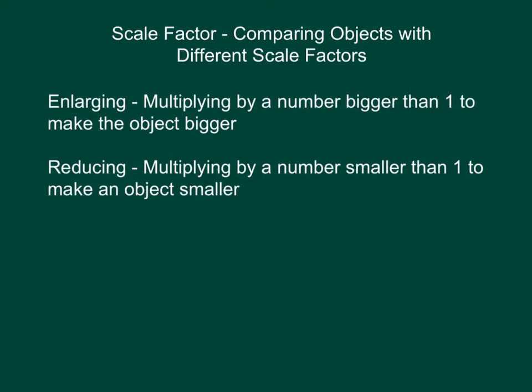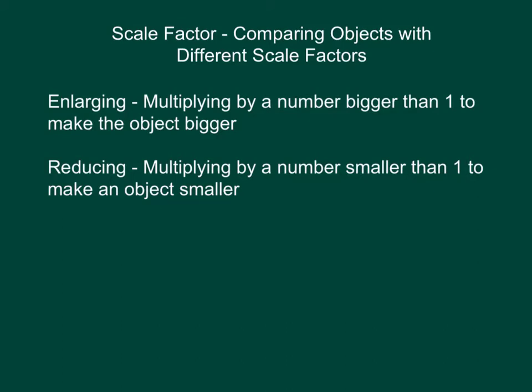If I want to reduce something or make it smaller, I simply multiply by a number smaller than 1. So if I were to multiply by 0.5 or 0.2, 0.99999, I could even multiply by a fraction, like a third or a quarter. Any of those would make an object smaller.